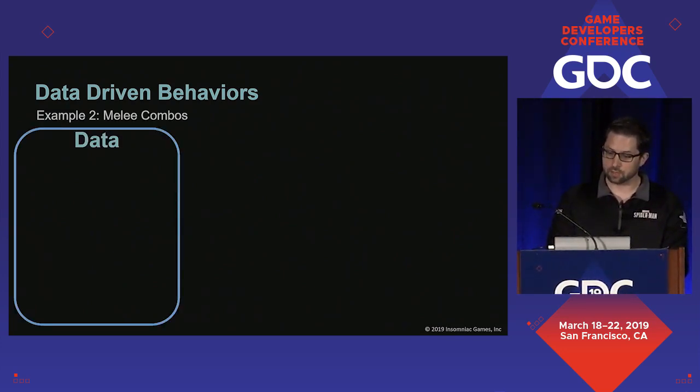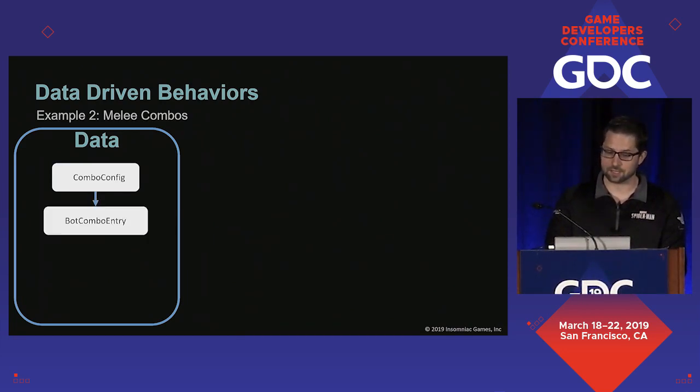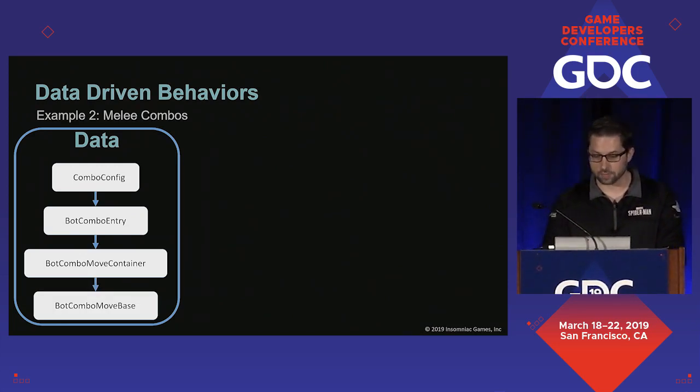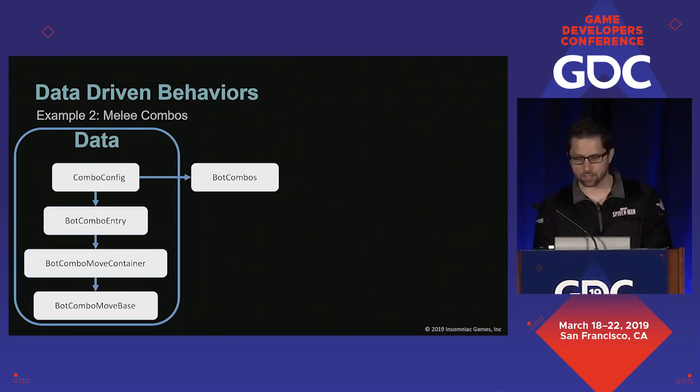At the top level, each bot has a combo config. That combo config contains a list of combo entries. Each combo entry contains one or more combo move containers, and each of these contains a single combo move base. And this is the polymorphic data. All of this data is owned by a component called bot combos.